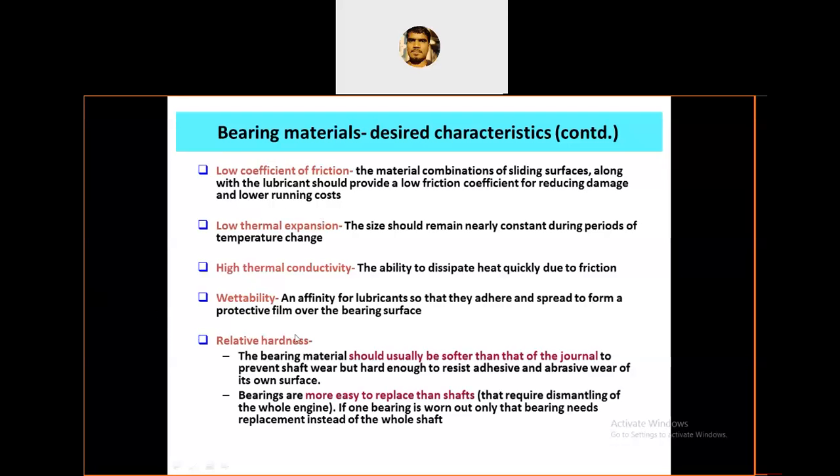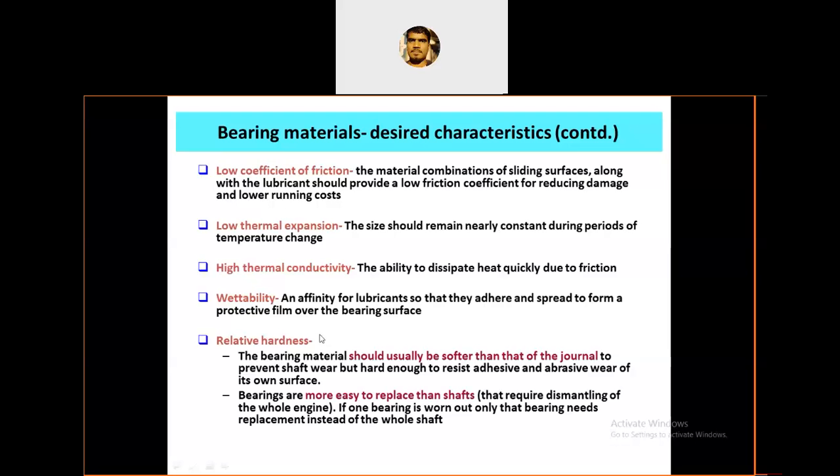And next is relative hardness. Hardness means the bearing material may have high hardness or low hardness. If it is low hardness, it is a soft material. If it is high hardness, it is a hard material. Again, hardness directly contributes to the load carrying capacity, as well as embeddability. If it is a soft material, it has very high embeddability. If it is a hard material, it directly contributes to the strength and increases the load carrying capacity.